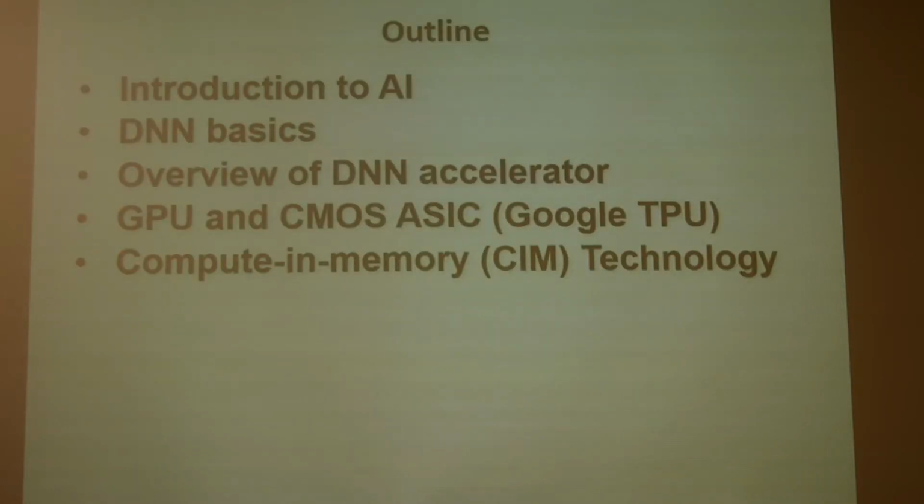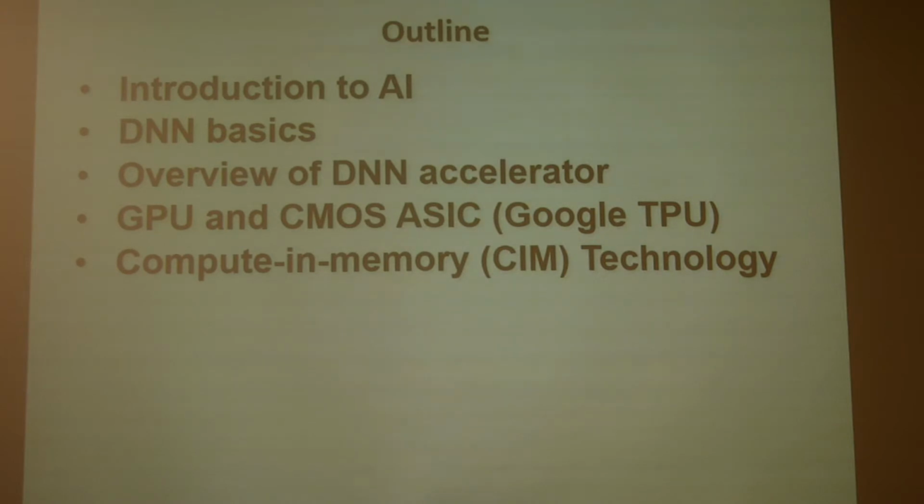And this is the outline of my lecture. In the first part, I will give you a brief introduction to artificial intelligence, which is called AI. And in the second part, I will briefly talk about the deep neural network. The deep neural network, DNN, is the most popular and successful approach for AI. I will introduce some basic concepts on the DNN. It will help you better understand what is needed to accelerate the deep neural network processing.